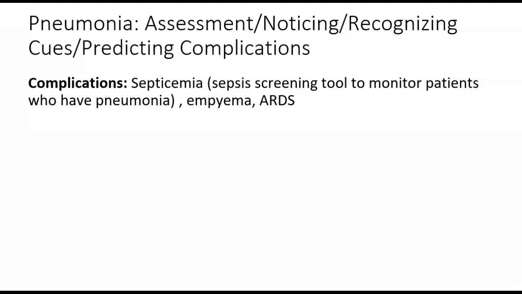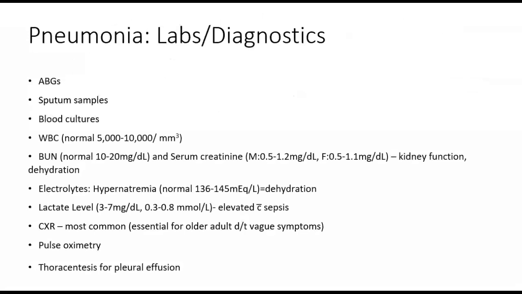which we'll talk about in an upcoming lecture. So what labs are we going to look at for the patient with pneumonia? Obviously, the best information to get about the patient's oxygenation comes from the ABGs. A sputum sample, remember C&S stands for culture and sensitivity. So you get a sputum sample, you do the culture, which shows you what organism is growing, and then the sensitivity tells you what medication can treat that organism.